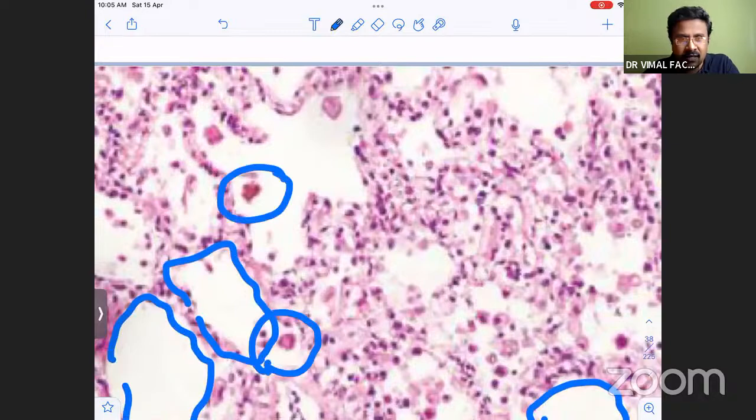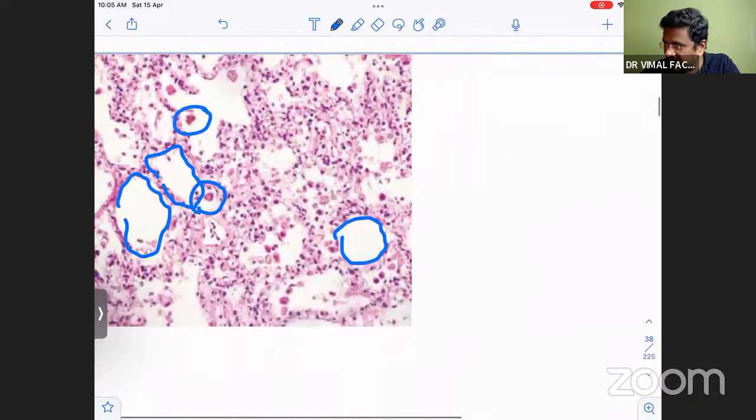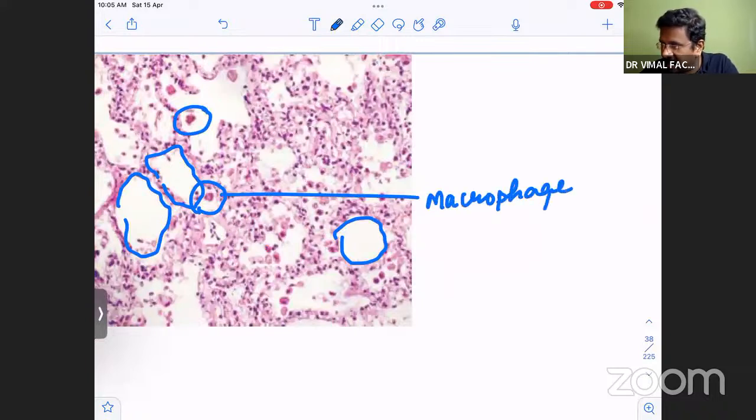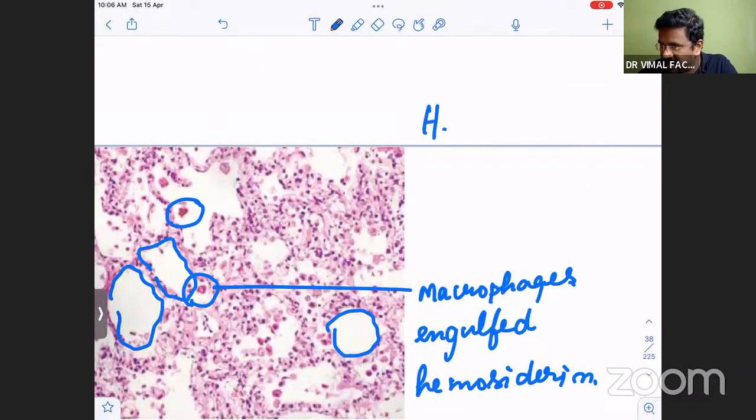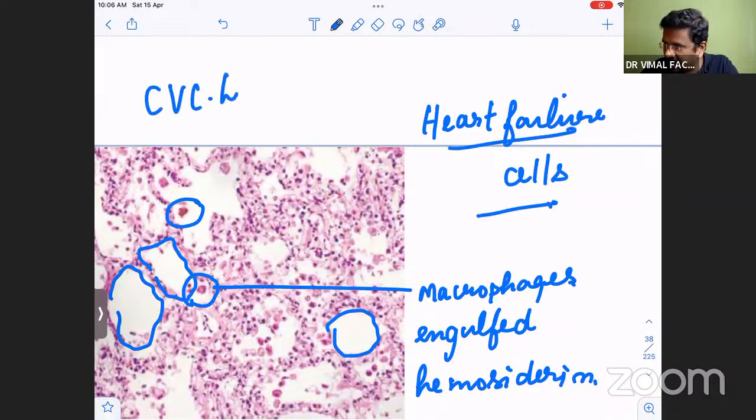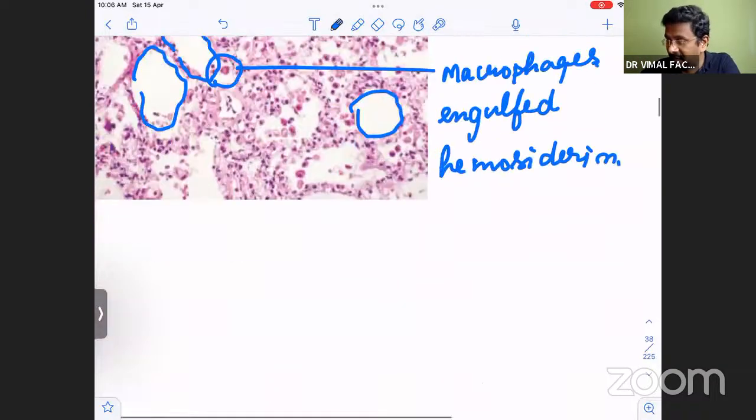What are these cells called? These are all macrophages which have engulfed the RBCs, which have engulfed the hemosiderin. There is a chronic congestion, no? Yes, these cells are called heart failure cells. Very good. These heart failure cells are seen in CVC lung. They are the macrophages which engulf the hemosiderin. So CVC lung, left heart failure.